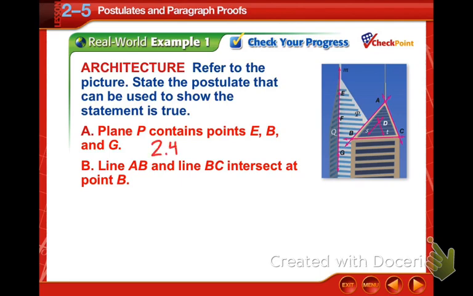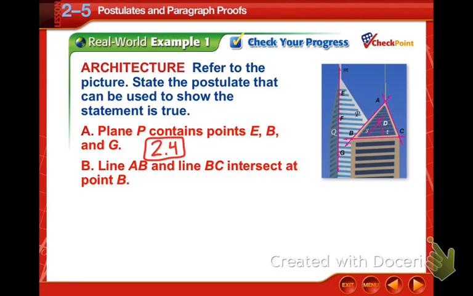2.4 is our answer for this one because it's talking about containing those points. You can't have more than that, but containing 3 points, it has to contain at least 3. It doesn't say that it's formed by those 3 though.